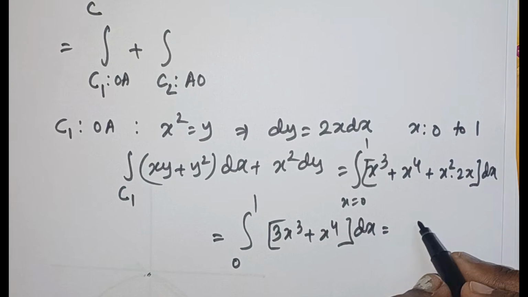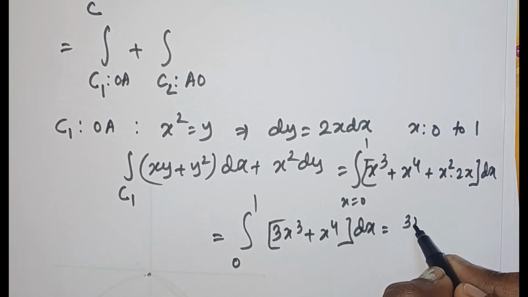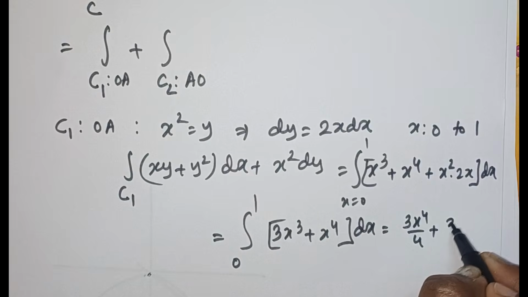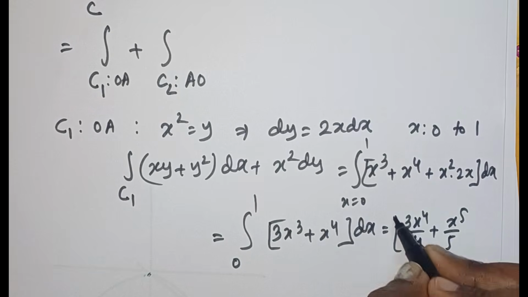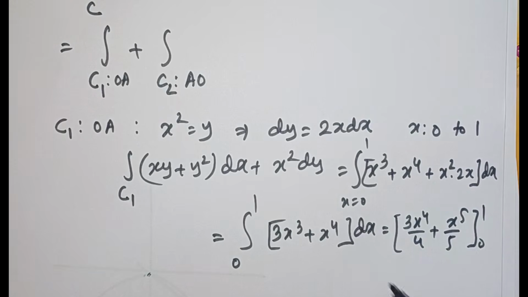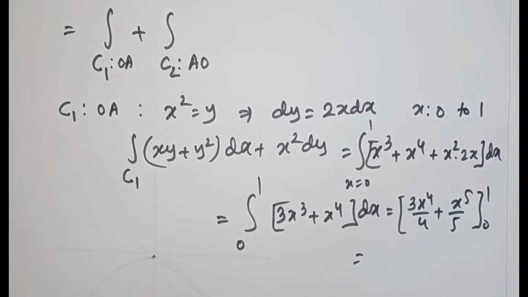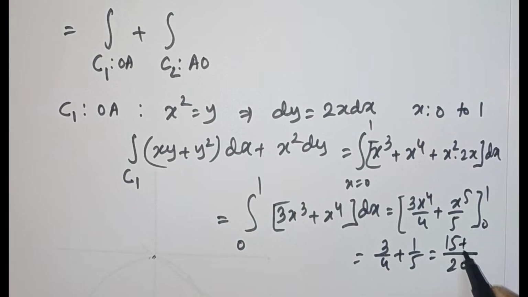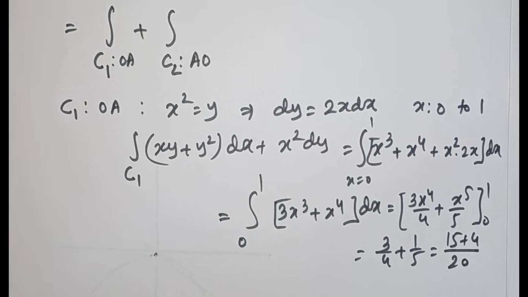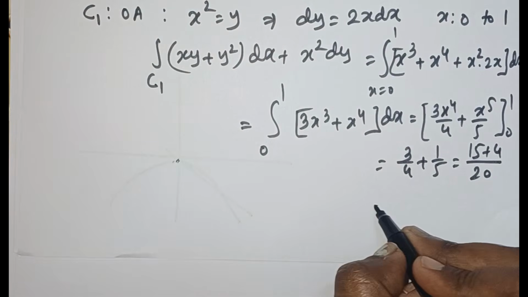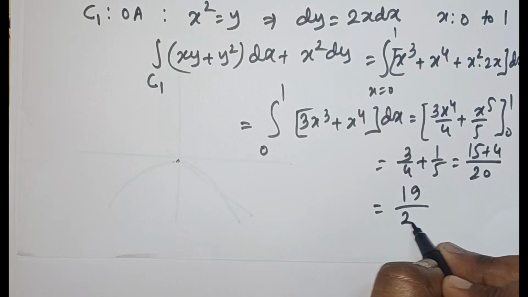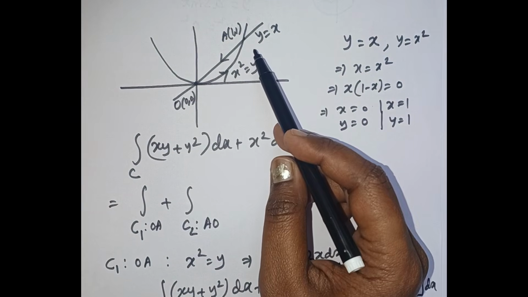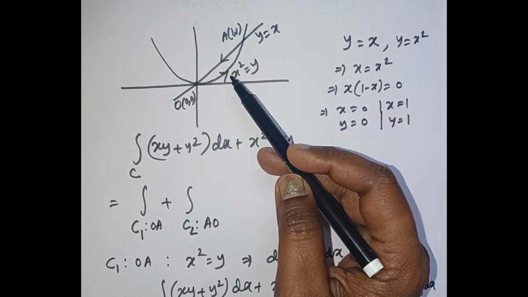And if you calculate this, then 3 by 4 x to the power 4 plus x to the power 5 by 5, with limits 0 to 1. So after substituting the limits, 3 by 4 plus 1 by 5, that is LCM is 20, and then 15 plus 4. So the final answer for C1 is 19 by 20. Now we have to solve for C2, and what is C2? A to O, that is along the line y equal to x.